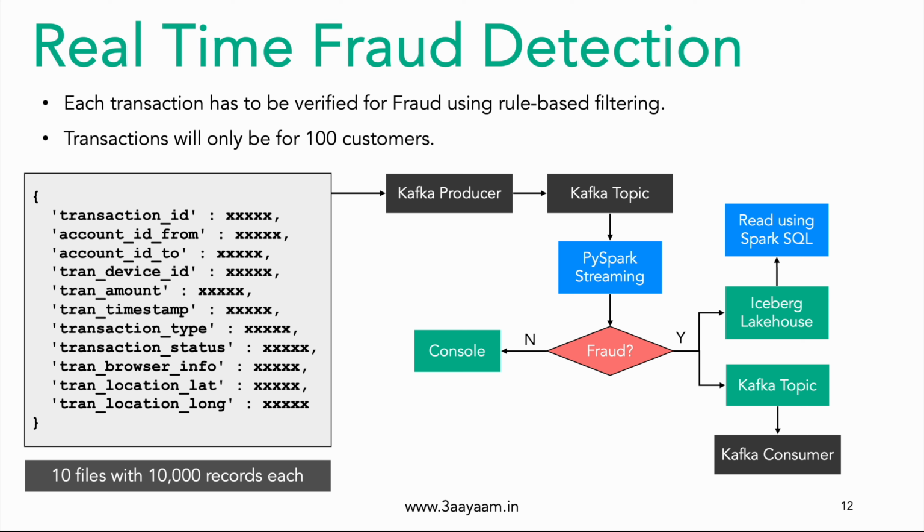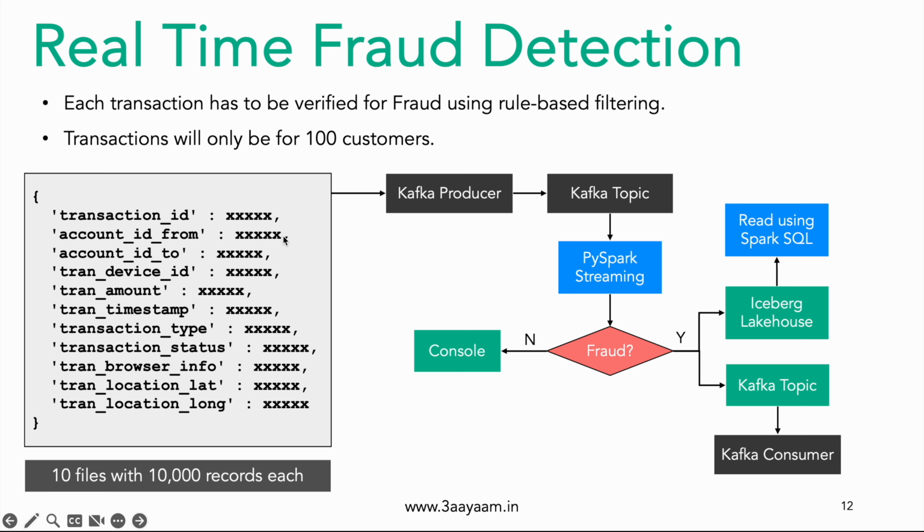The assumption here is that transactions will only be for 100 customers, the number of customers that are there in the customer data file. All the transactions would belong to those 100 customers only. This is the structure of the file which has to be used for real-time transactions. There are 10 files with 10,000 records each, meaning you have a total of 1 million records of such data. This is the schema of the real-time transaction record, meaning whenever a customer is doing any transaction, the data would be captured using this format.